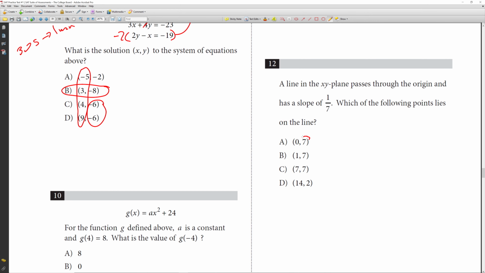Like a boss. Number 12, holistically, you have a whole bunch of 7s here. So the x's are the ones that change. You have a lot of repeats in the y. So this question should take you about 30 seconds.